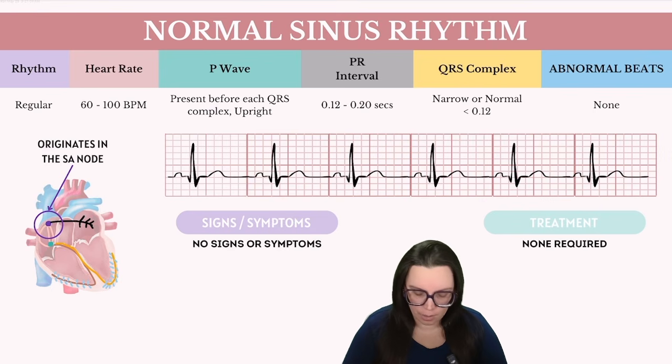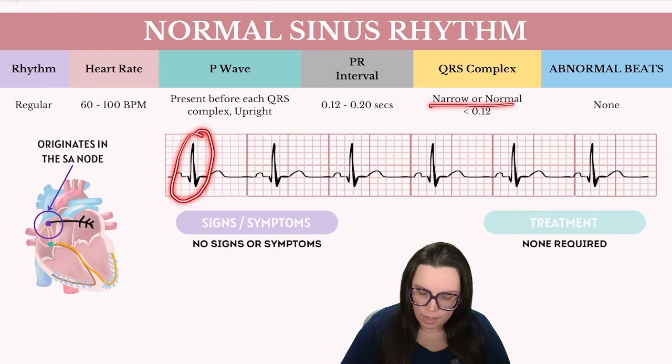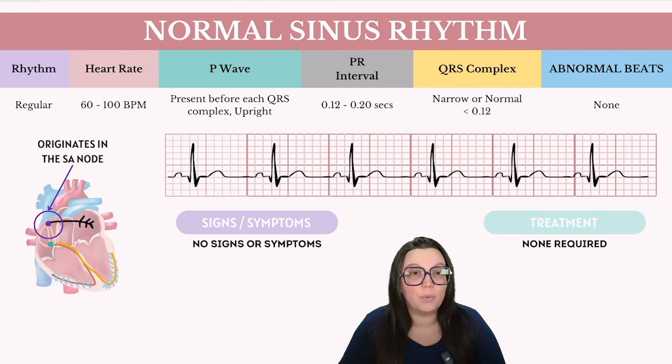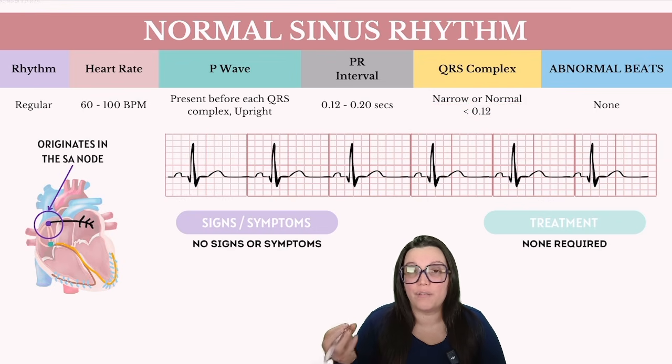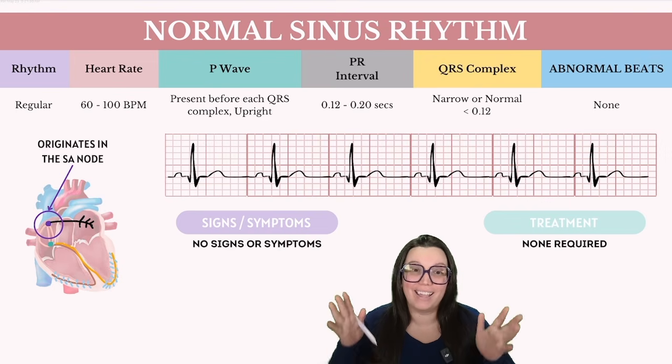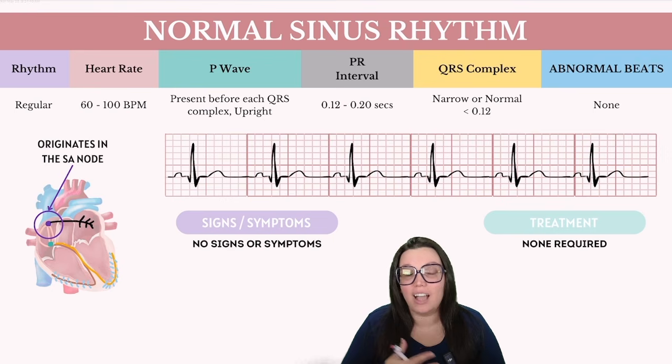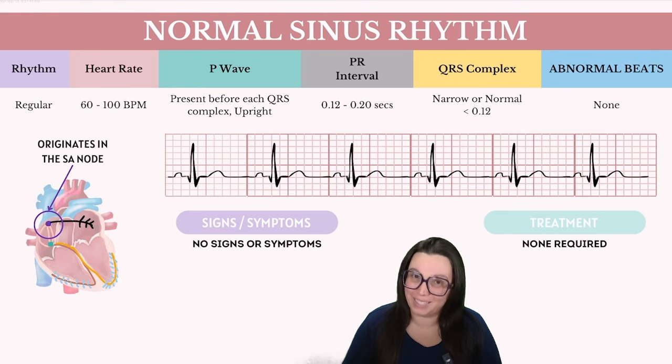Additionally, our QRS complex needs to be narrow and normal, which means it needs to be less than 0.12 seconds. If our QRS complex does exceed the width of our 3 small boxes, then we call our QRS complex big, wide, and ugly. Lastly, we should not see any early beats or missing beats.